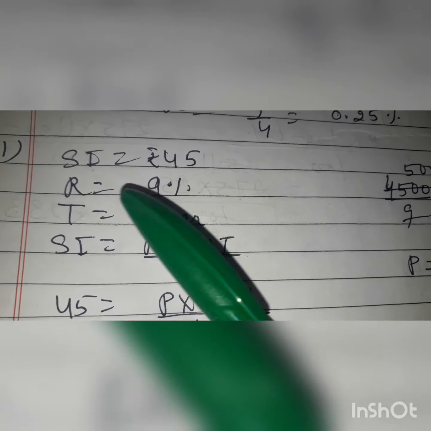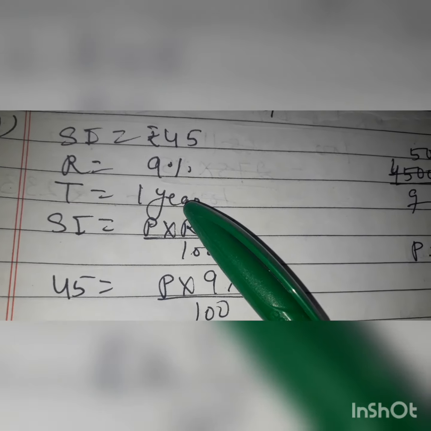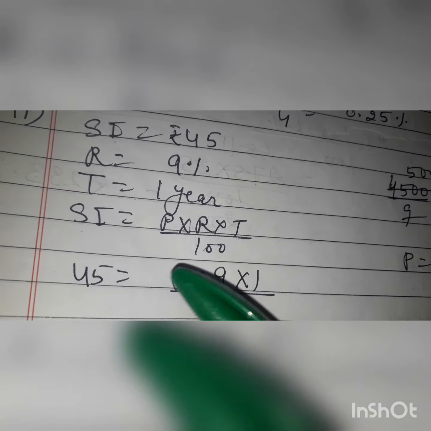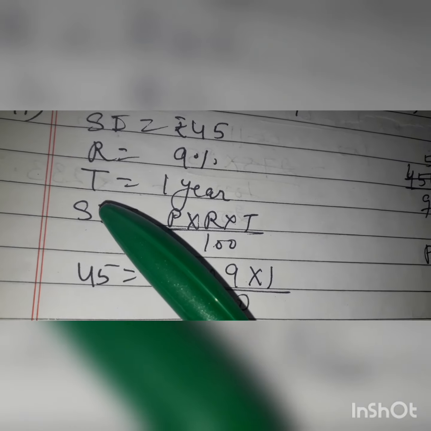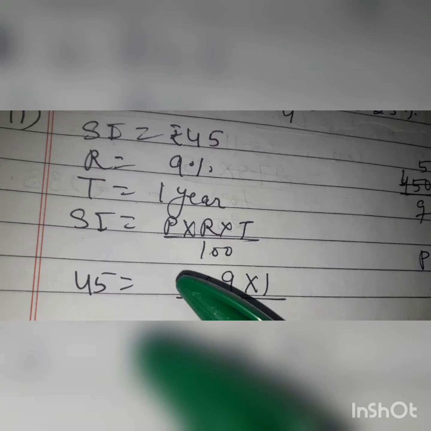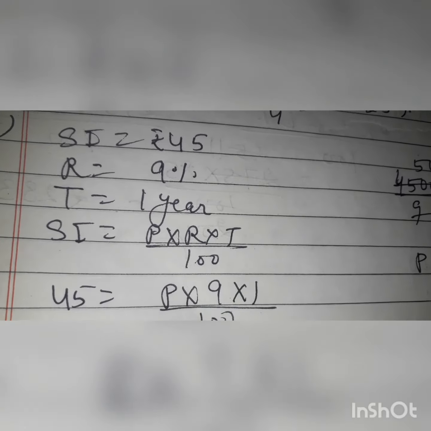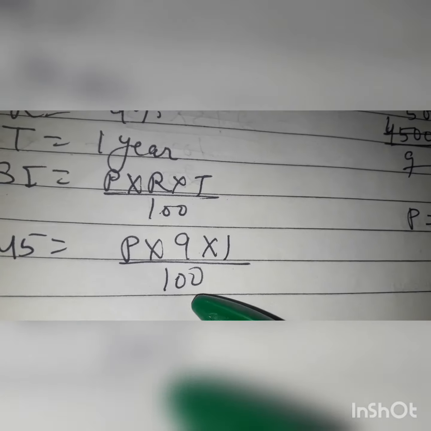Last question of this exercise: simple interest is given, rate of interest is given and time is given, and you have to find the principal. The same formula I will use. Simple interest is equal to P multiply by R multiply by T upon 100. Here simple interest means 45. P, the principal, is not given in this question. R means 9% and time is 1 year upon 100.